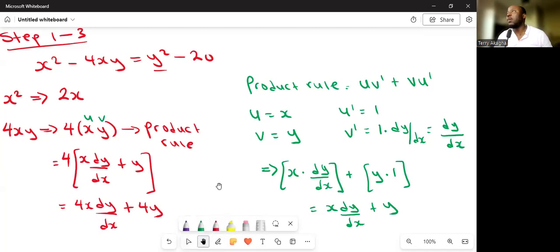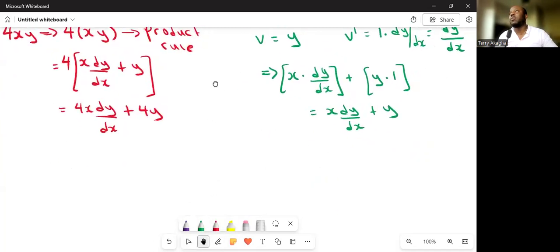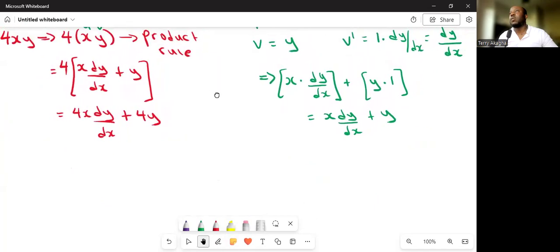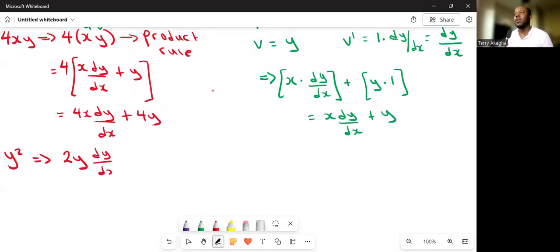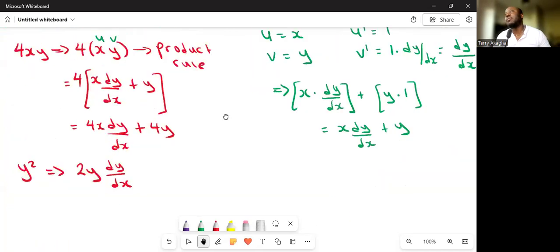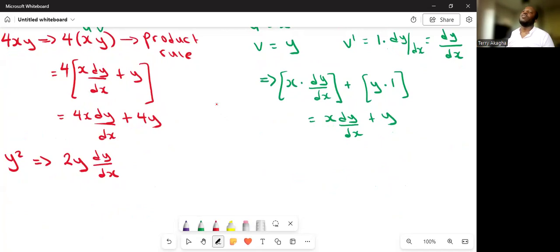So the next one we're going to differentiate now is y squared. Now, when you differentiate y squared, it's going to give you what? 2y. But because you're differentiating y, you have to add what? The dy over dx. And the final one we have there is 20. When you differentiate 20, it's going to give you 0. So remember, in the rules of differentiation, anytime you differentiate a constant, it's going to be equal to 0.